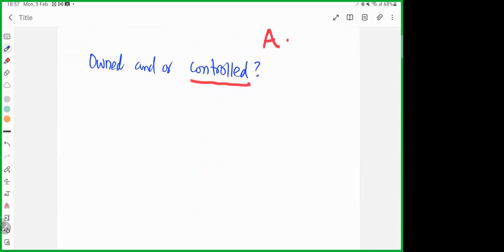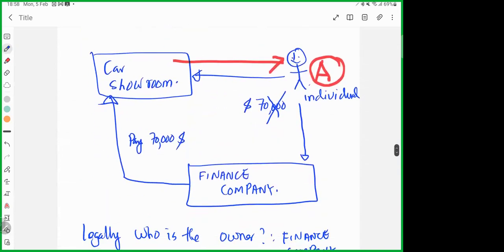Owned and/or controlled. The resources could be either owned by a person, or they could be used and controlled by someone. So you don't necessarily need to be the owner to say that this is your asset. You could continue to enjoy the benefits and continue to bear any risk and rewards. Understand me? So accordingly, in which balance sheet will this car be shown as an asset?